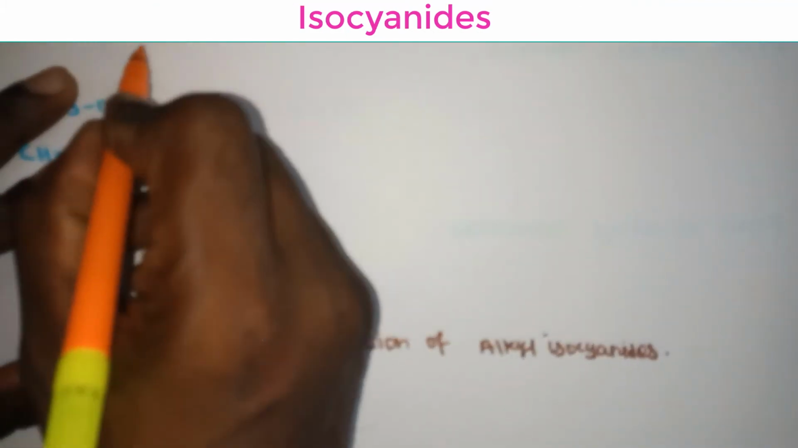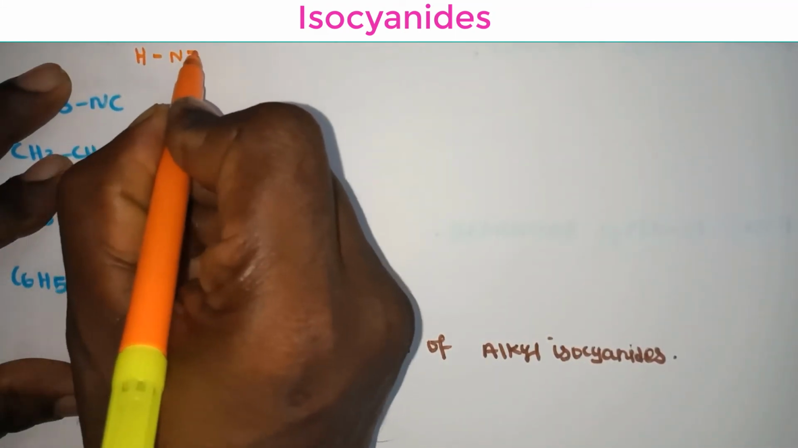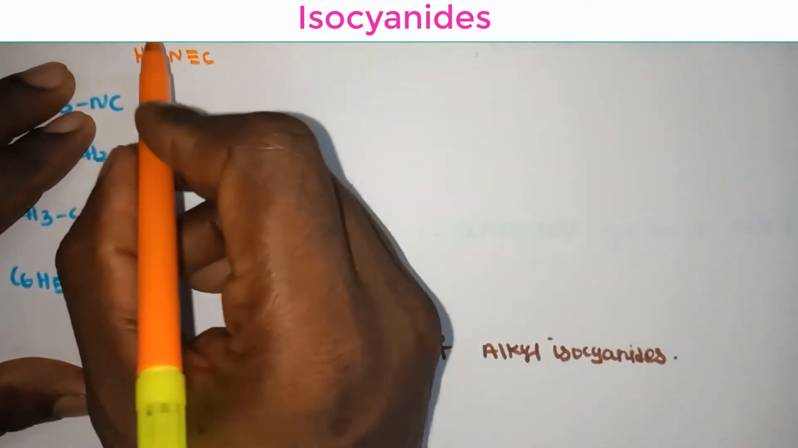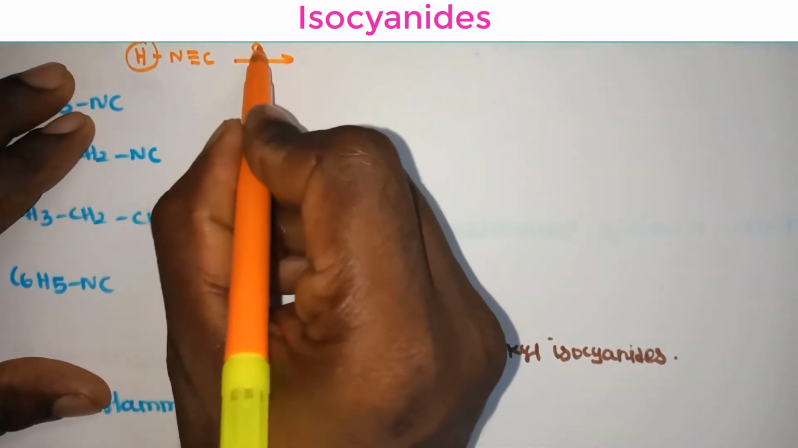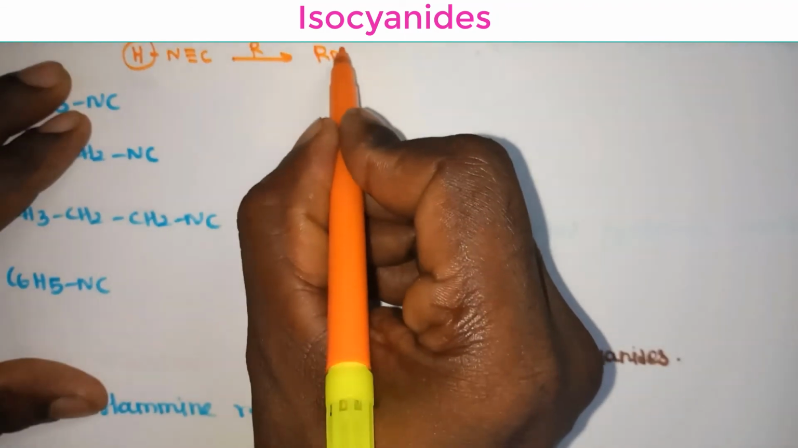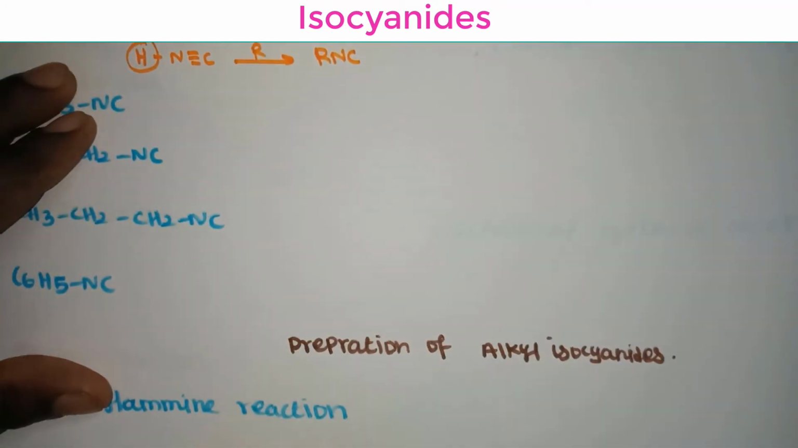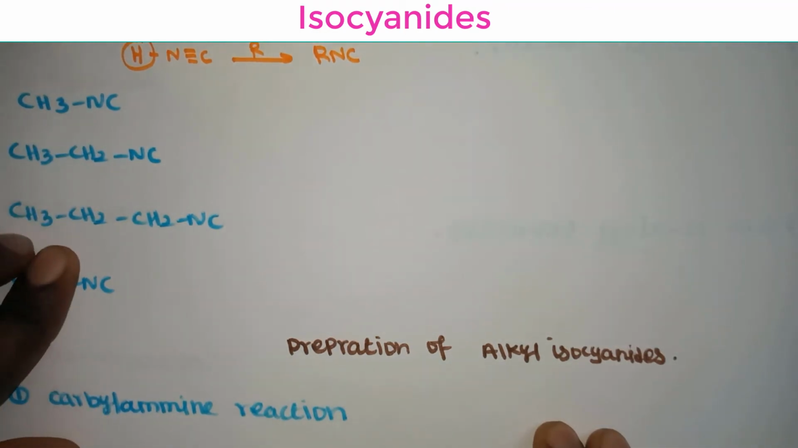This is hydrogen isocyanide, HN triple bond C. In hydrogen isocyanide, when hydrogen is replaced by an R group, we get RNC. This is an alkyl isocyanide. Next one is the nomenclature of isocyanide. First one is the common name. The common name ends with the alkyl group followed by isocyanide.